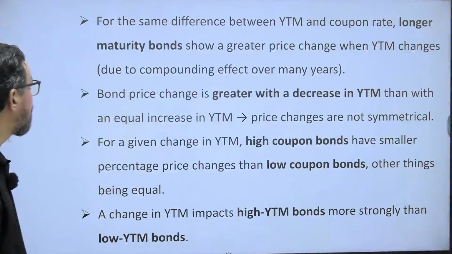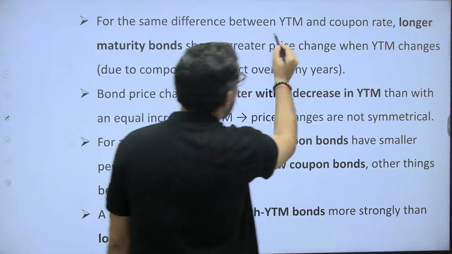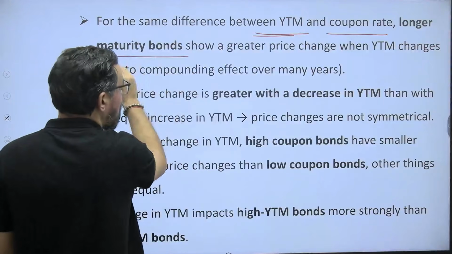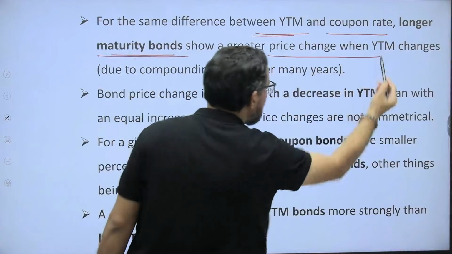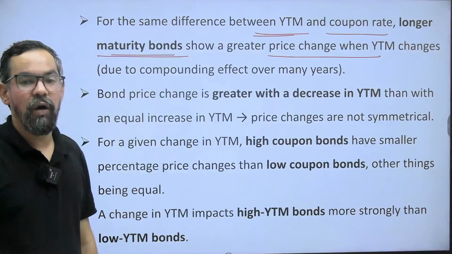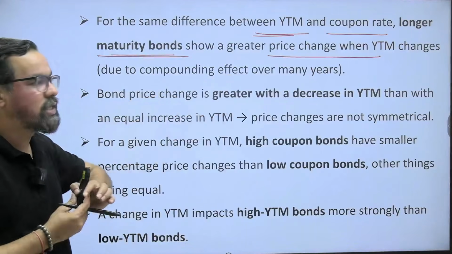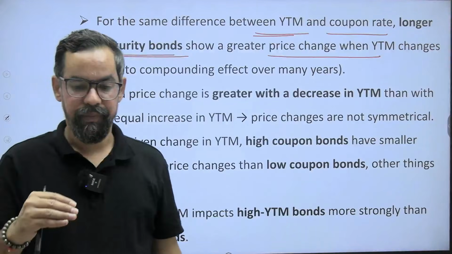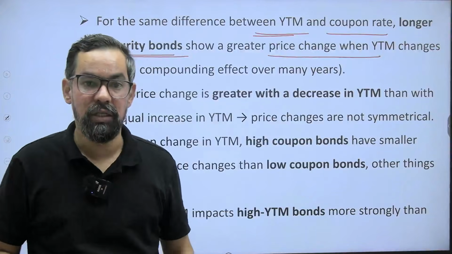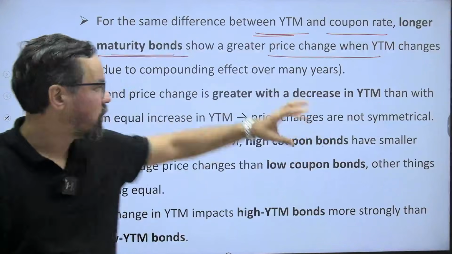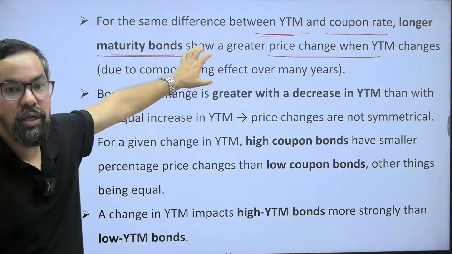Right? Next one. For some differences between YTM, yield to maturity, and coupon rate, longer maturity bonds show a greater price change when YTM changes, due to the compounding effect over many years. Okay? So let's say there is a bond which gets launched today and the bond is for 15 years. So there can be so many situations during these 15 years. So there will be more fluctuations. That is the meaning of this.